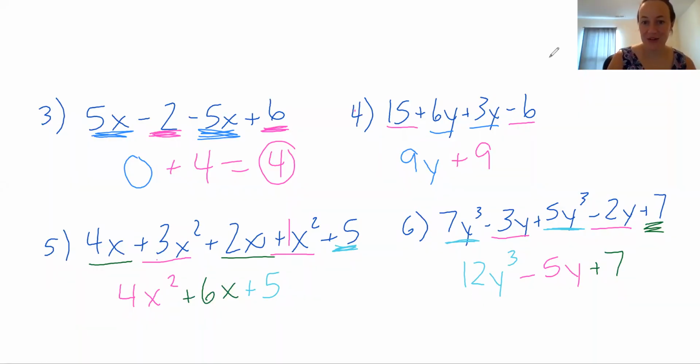Checking back in. 4, okay, color-coded, like terms, my y's, put them together, my constants, put them together. 5 and 6, we had same variables but different exponents. So hopefully you were putting just like exponents together. Okay, color-coded pink and pink, I put that imaginary 1 there so I didn't forget about it. 4x squared, 4x and positive 2x, 6x. This 5, guys, this constant still has to drop down. Even though I can't put it with anything, it's still a part of my final answer. And then 6, we should be looking at 12y to the third minus 5y plus 7.